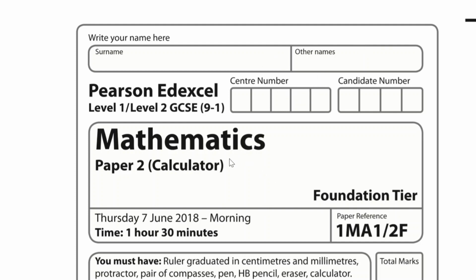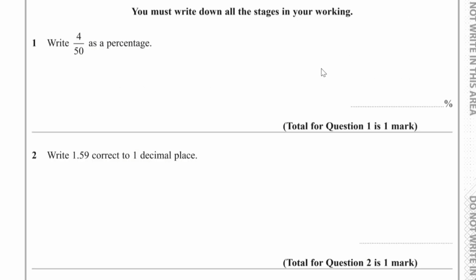This is the EdExcel GCSE 9-1 Maths Foundation Paper 2 from the June 2018 series, and this paper is a calculator paper. Question number 1, we have to write 4/50 as a percentage. Well, percentage means out of 100.